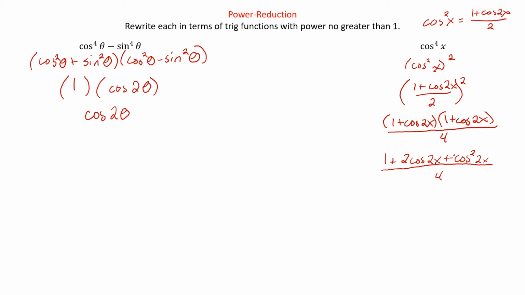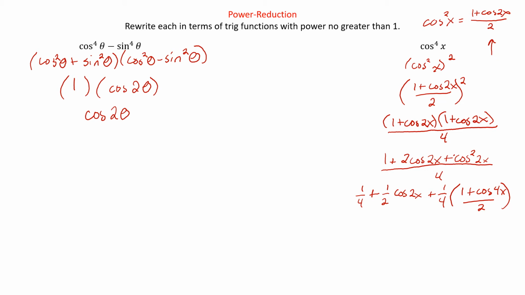Well, cosine squared, we've got to deal with that again. So we can split this up. This could be 1/4 plus 2 over 4, which is just 1/2 cosine 2x, plus 1/4 of, we need to get this guy again, but now our x is actually 2x. So when we put it into the equation, we need to multiply by 2 again. So this is going to be 1 plus cosine of 4x over 2.